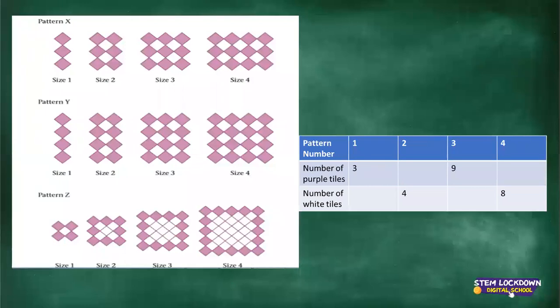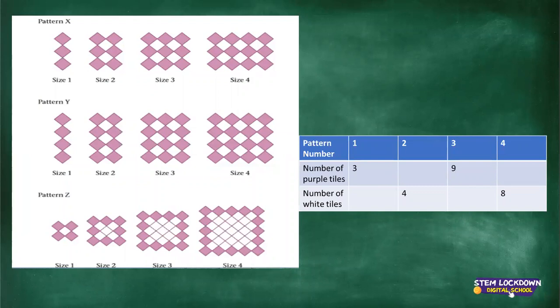Now let us move. That was our size 7. Let us move to pattern Z. This one is slightly different, but it's the same thing. We're looking at the number of purple tiles and we're looking at the number of white tiles.